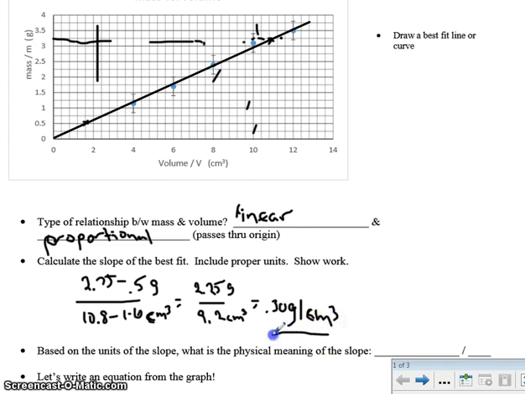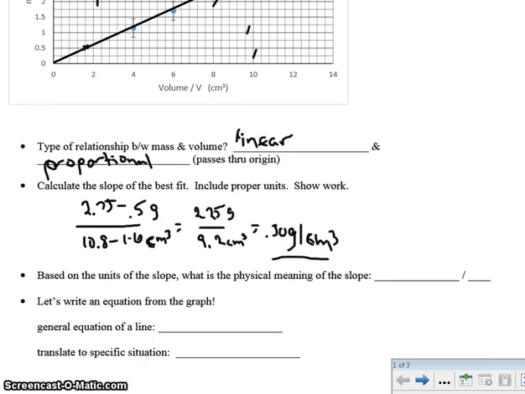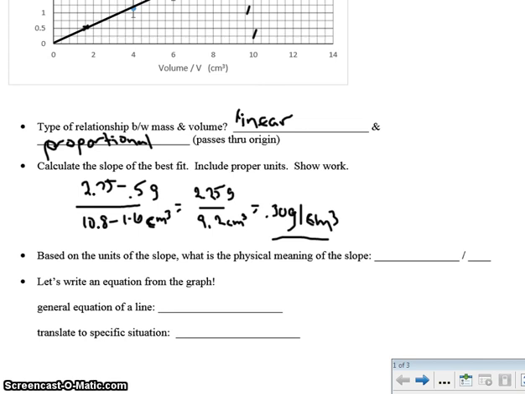Okay, so that slope means something important, and now we want to interpret that. So let's do just a little interpretation. Based on units, we see that for every cubic centimeter of volume, we have 0.3 grams of mass.